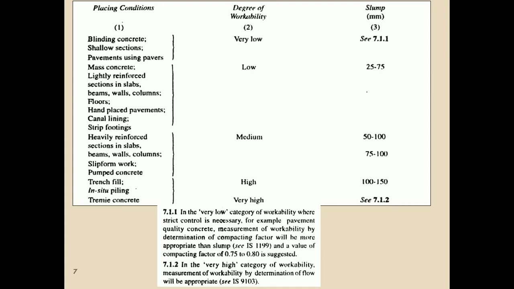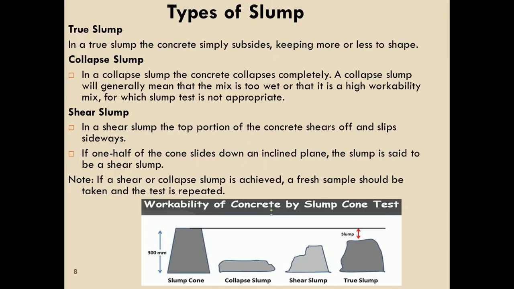In case of dry mix, you can use compaction factor test, or in case of high consistency mix, then you can use the flow test. So these are different types of slump. So true slump is, you can see in the bottom picture. In a true slump, the concrete simply settles, keeping more or less the same shape of the cone. Once you lift the slump cone, if the concrete settles in the shape of the cone only, then we call that a true slump.